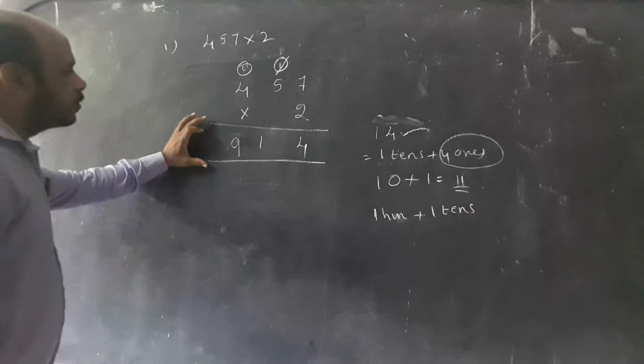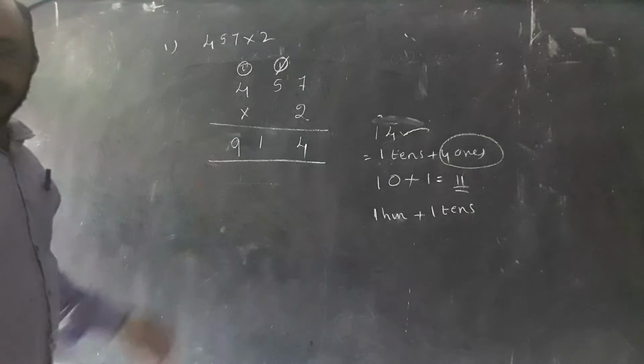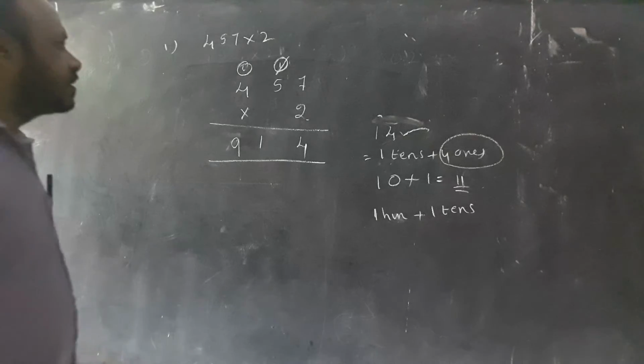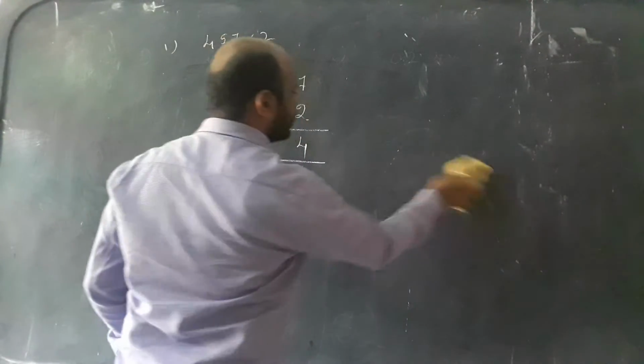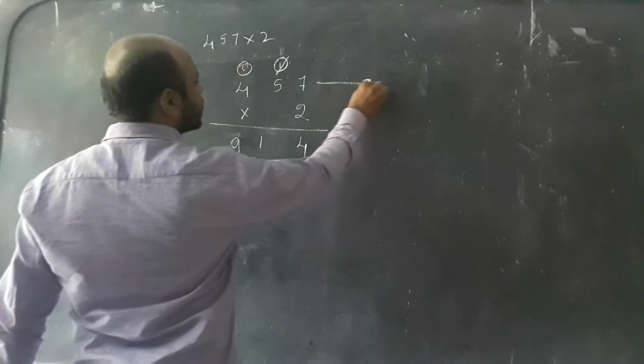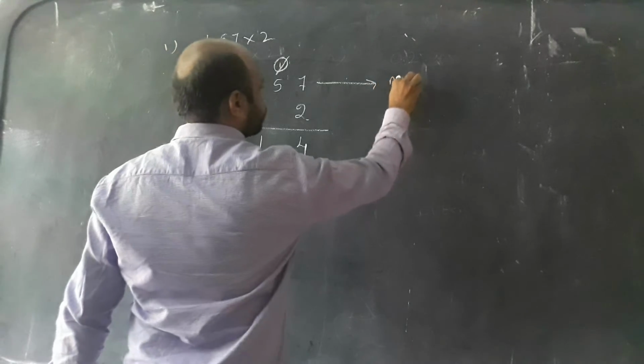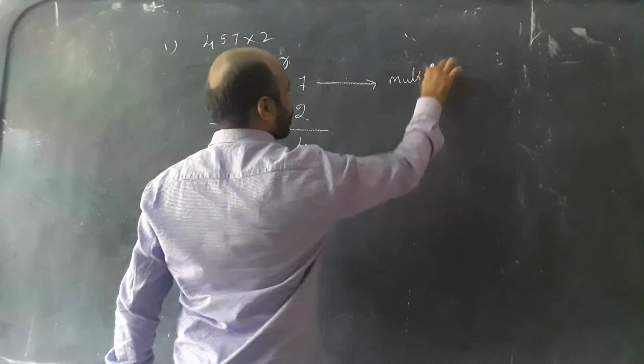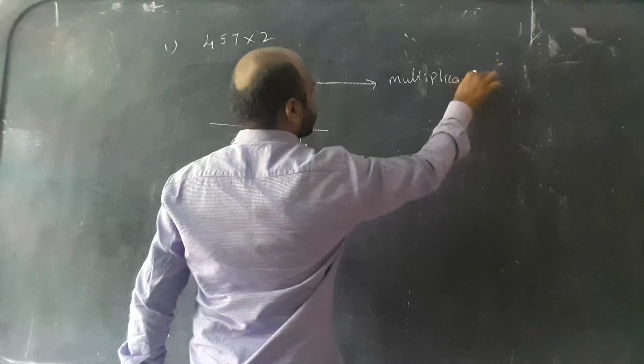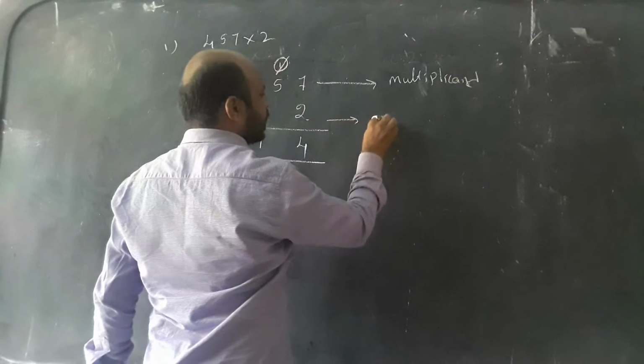We have to do multiplication like this. Okay, this I explained in the first morning class. This first one we call the multiplicand. This one we call the multiplier.